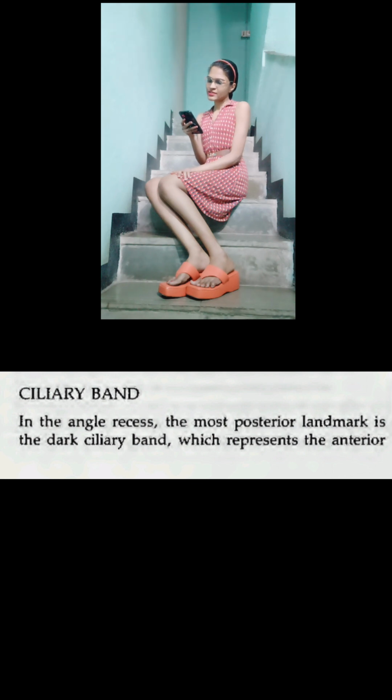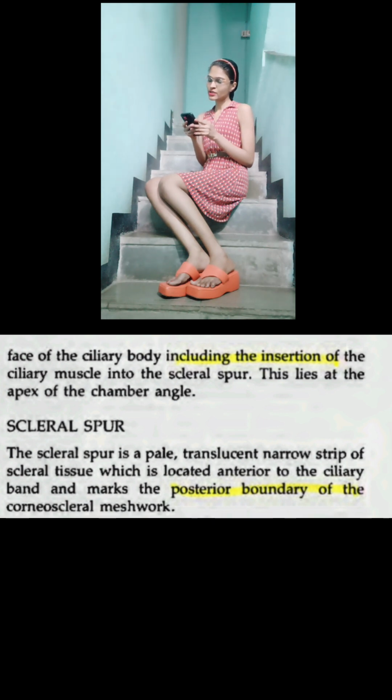In the angle recess, the most posterior landmark is the dark ciliary band, which represents the anterior face of the ciliary body, including the insertion of the ciliary muscle into the scleral spur. This lies at the apex of the chamber angle. Scleral spur. The scleral spur is a pale, translucent, narrow strip of scleral tissue which is located anterior to the ciliary band and marks the posterior boundary of the corneoscleral meshwork.